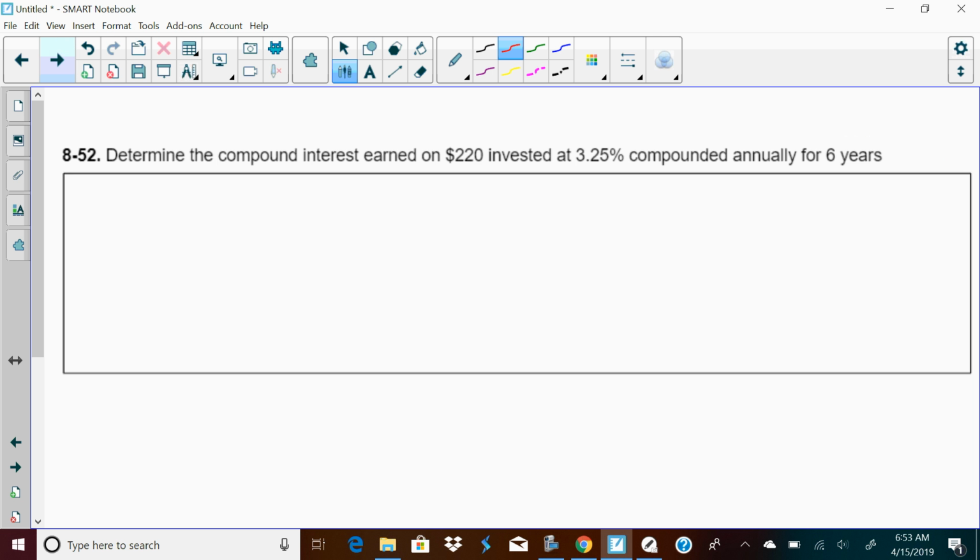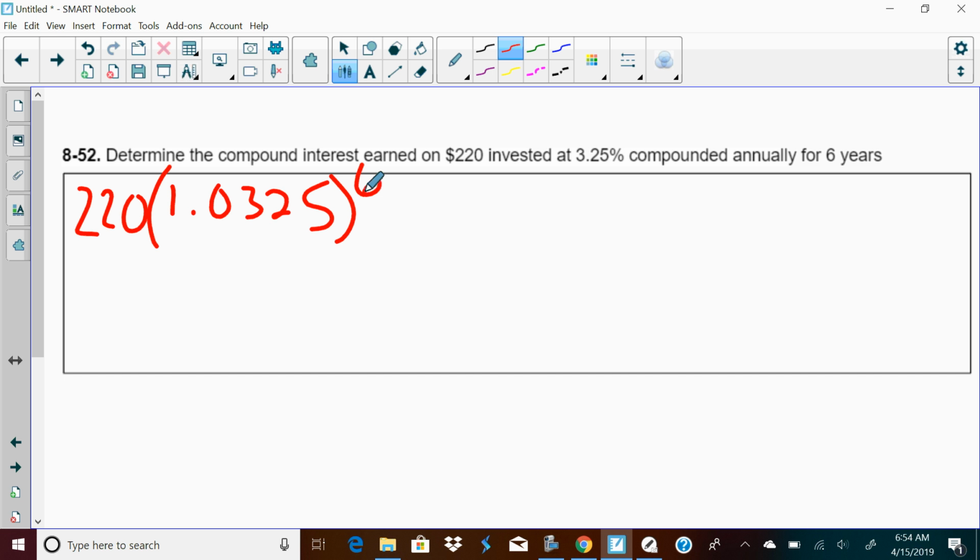52 says determine the compound interest earned on $220 invested at 3.25% compound annually for 6 years. So the formula I'd use for this would be 220 times 1 plus my percent as a decimal, so it'd be 1.0325 to the 6th power. And that's going to give me the final amount I have in my account.